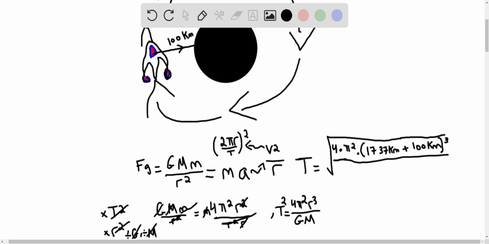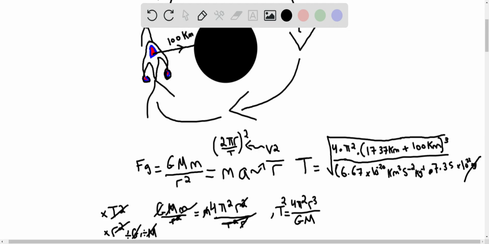And you want to add the gravitational constant in the same units: 6.67 times 10 to the negative 20 kilometers cubed, seconds to the negative 2, and kilograms to the negative 1. Multiply by the mass of the moon, 7.35 times 10 to the 22 kilograms.